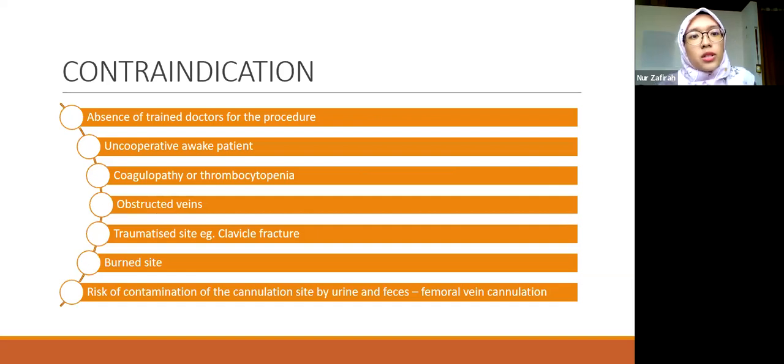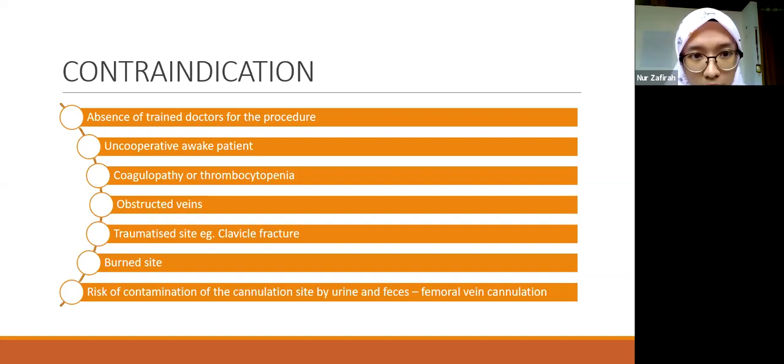And then the next one is the contraindication. Before we do the central venous catheter, we need to assess the child first for any contraindication. So what are the contraindications? Because central venous access is quite difficult to do, we need trained doctors or nurses to do this venous access. If there is an absence of such a doctor, it is contraindicated. And if the child is uncooperative, and if there is coagulopathy or thrombocytopenia, there is a risk of bleeding, so it could further deteriorate the patient.